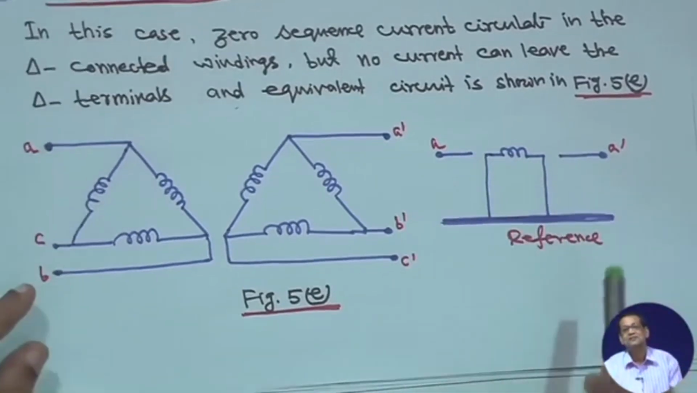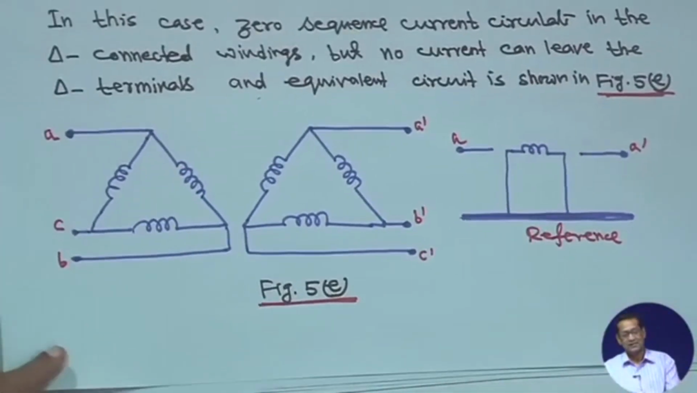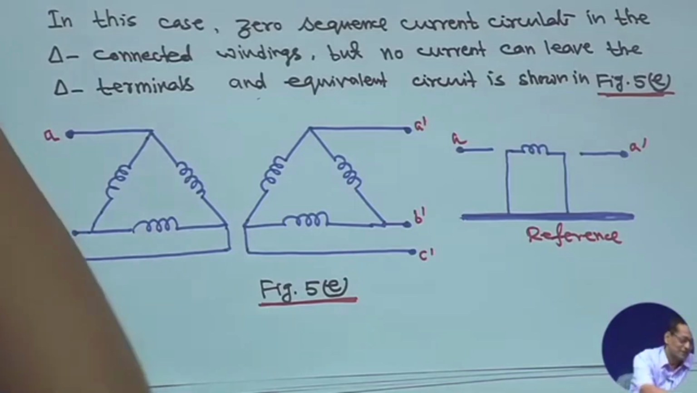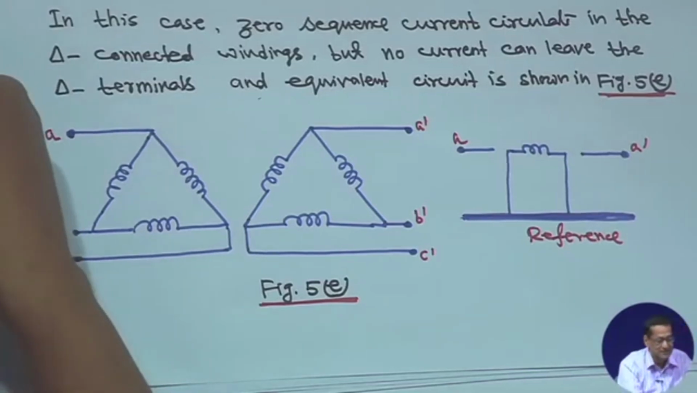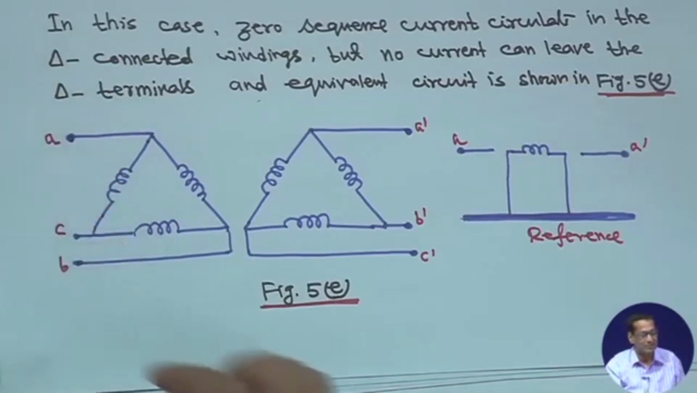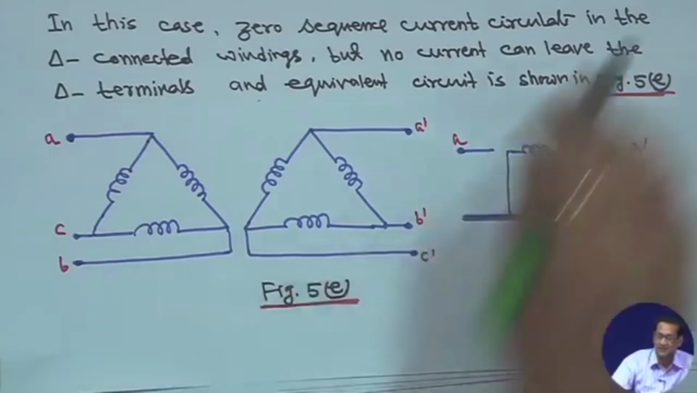So, this is that 0 sequence diagram for delta. So, there are 5 such connections for transformer. These are very important for solving when a fault occurs, and this 0 sequence network is very important and it makes things very simple. So, that means whatever we have said, the symmetrical components, positive, negative and 0 sequence, right.